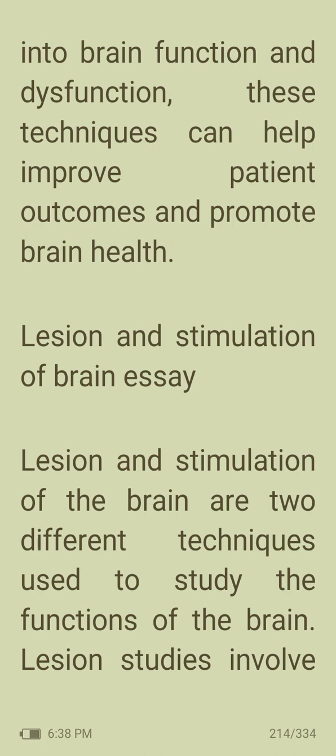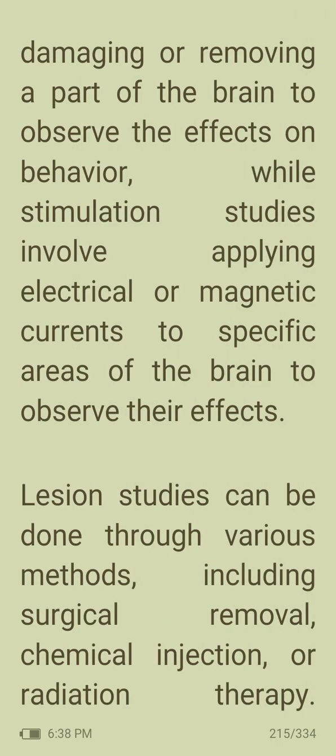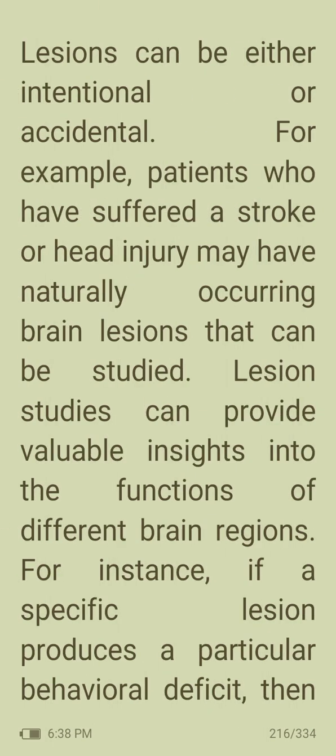Now, let's learn about lesions and stimulation of the brain. Lesion and stimulation of the brain are two different techniques used to study the functions of the brain. Lesion studies involve damaging or removing a part of the brain to observe the effects on behavior, while stimulation studies involve applying electrical or magnetic currents to specific areas of the brain to observe their effects. Lesion studies can be done through various methods, including surgical removal, chemical injection, or radiation therapy. Lesions can be either intentional or accidental.